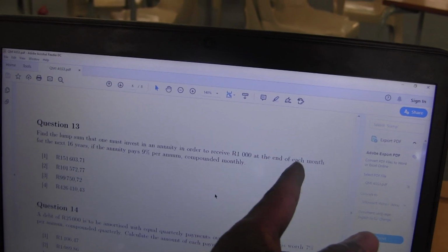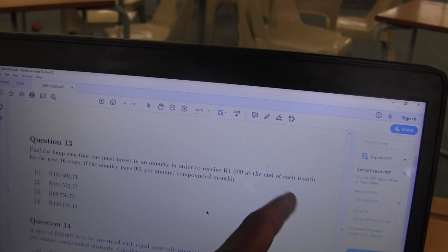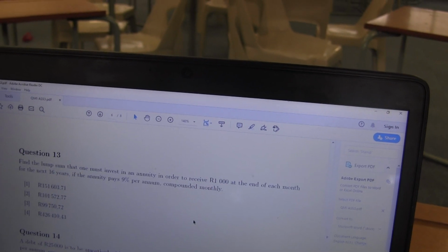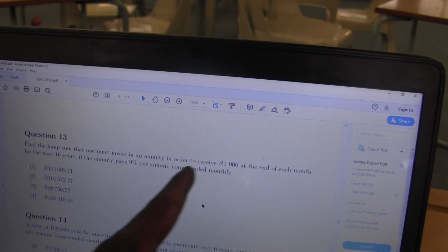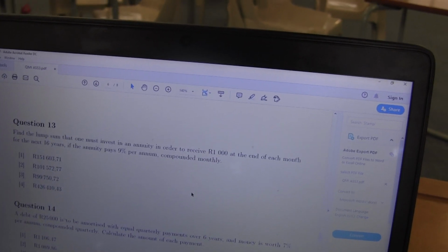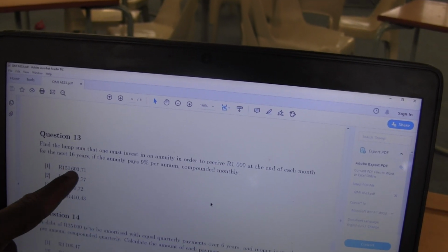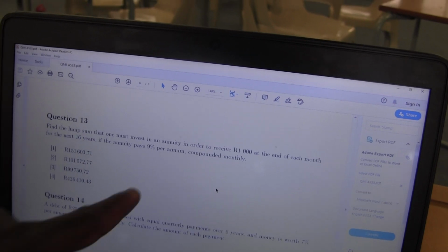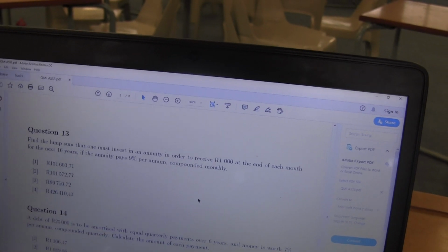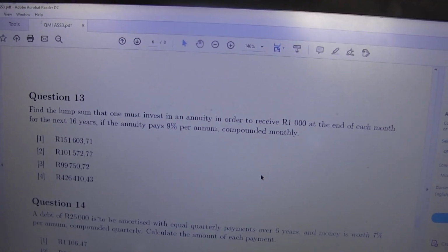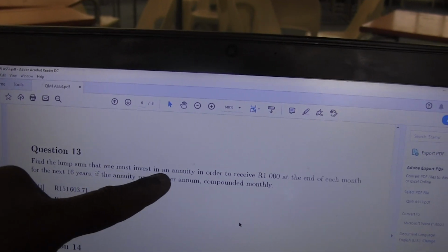So this is going to represent X. Like I say, X represents the amount either you pay a regular payment or you receive a regular payment. To receive, so you don't know how much you invest, and then you're going to receive 1,000 at the end of each month for the next 16 years. If the annuity pays 9% compounded monthly, so compounded monthly means you're going to use 12. Okay, so now find the lump sum that one must invest in the annuity.